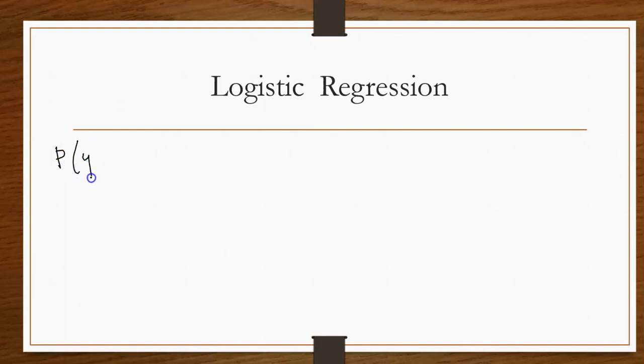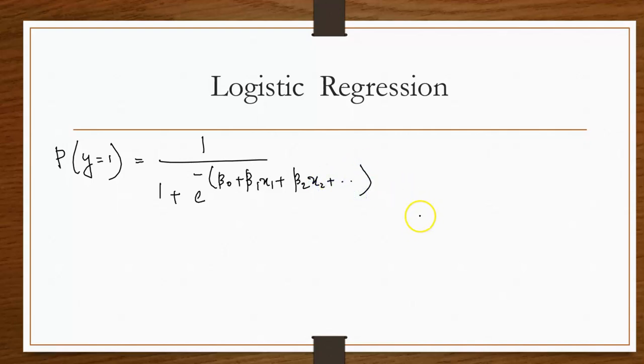The probability that y is equal to 1, that is, the predicted value is equal to 1, is given by 1 over 1 plus e to the power of negative linear regression equation. This equation is actually easy, not so difficult.